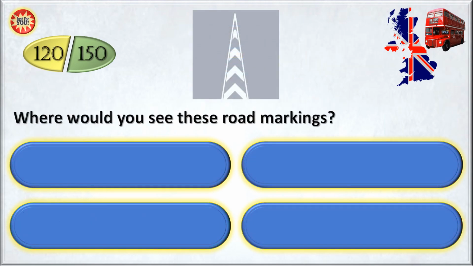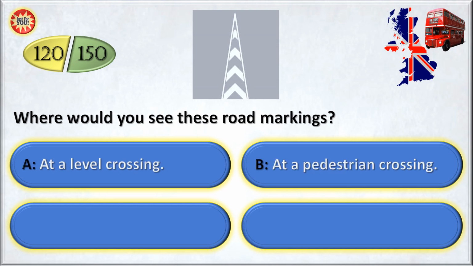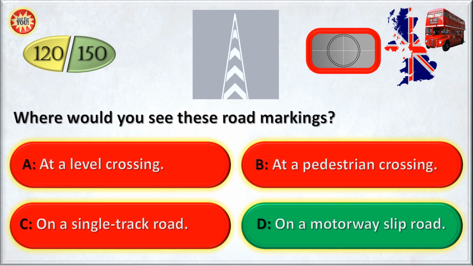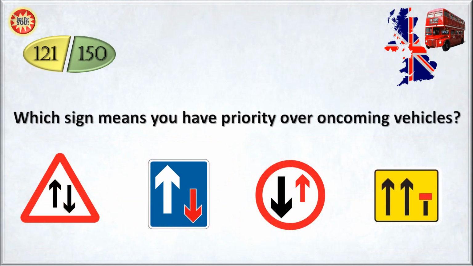Where would you see these road markings? At a level crossing, at a pedestrian crossing, on a single track road, on a motorway slip road. Which sign means you have priority over oncoming vehicles?